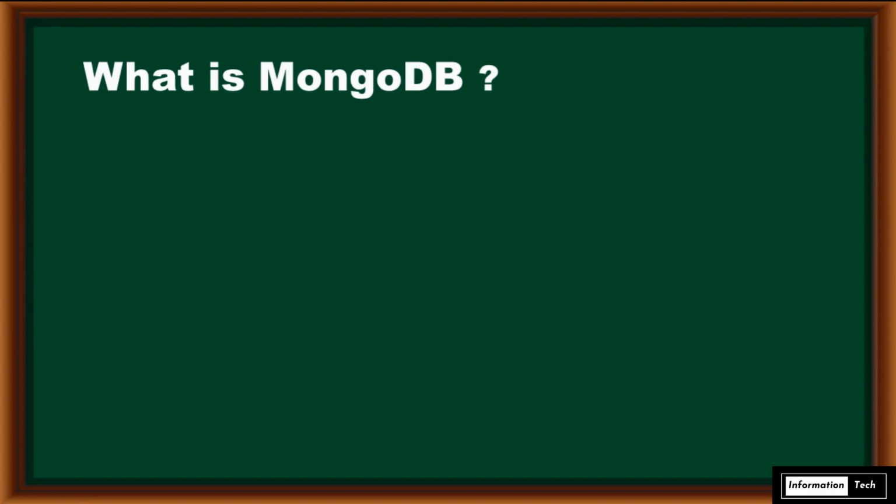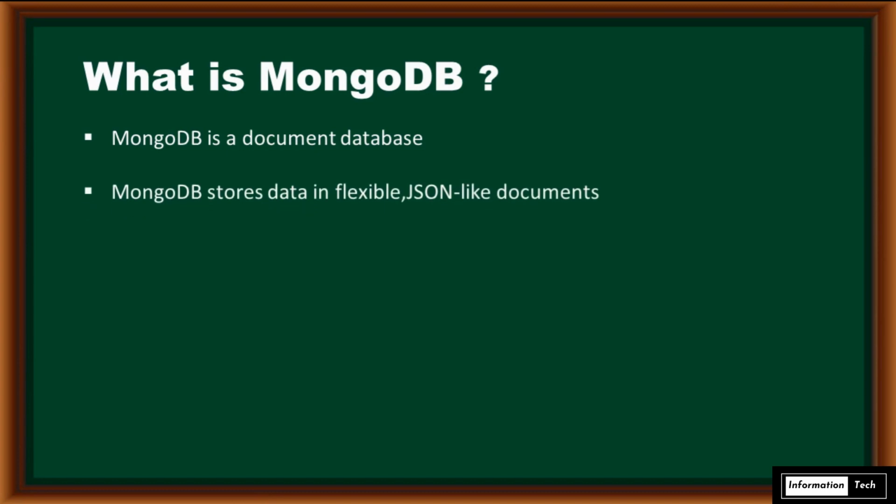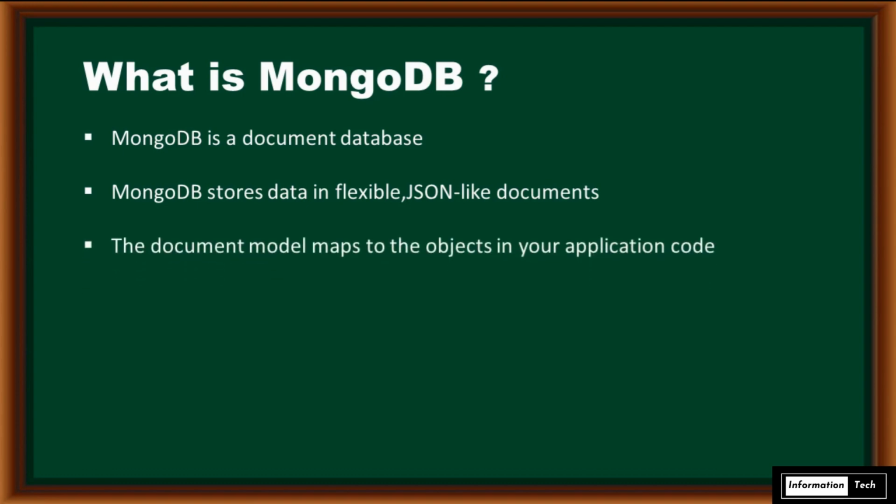What is MongoDB? MongoDB is a document database. MongoDB stores data in flexible JSON-like documents. What that means is that the fields can vary from document to document, and the data structure can be changed over time. With MongoDB, the document model maps to the objects in your application code, making data easy to work with.